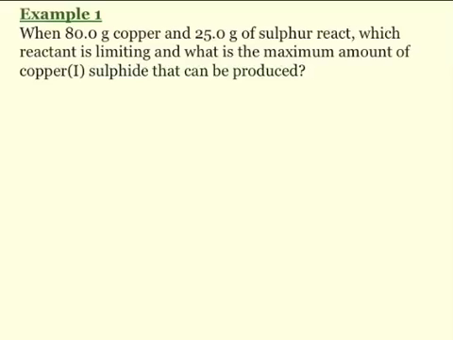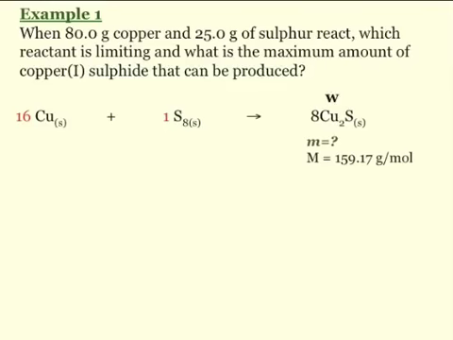Alright, so example 1. When 80 grams of copper and 25 grams of sulfur react, which reactant is limiting, and what is the maximum amount of copper 1 sulfide that can be produced? Well, copper reacting with sulfur gives me copper 1 sulfide, okay? And this is in a 16 to 1 to 8 ratio, okay? I want the mass specifically of copper 1 sulfide that can be produced, and I can figure out the molar mass quite simply.